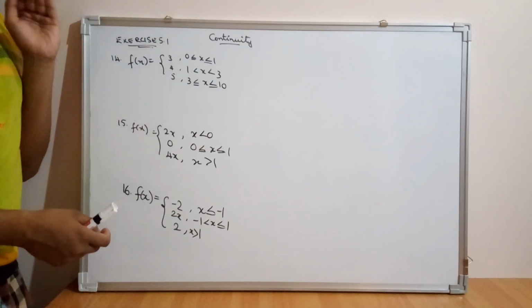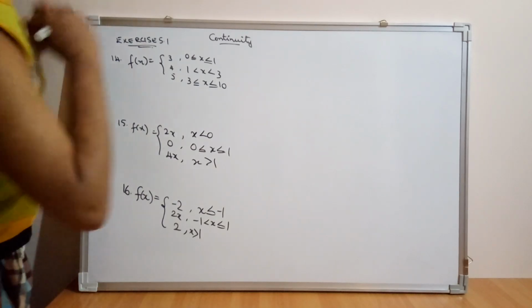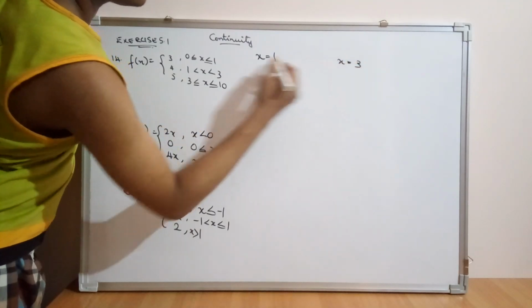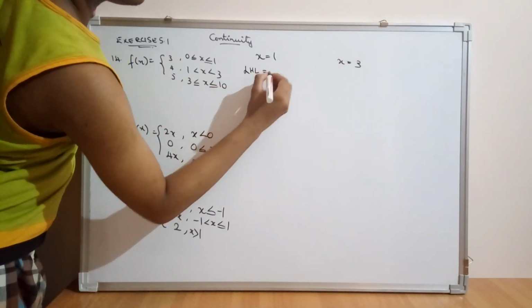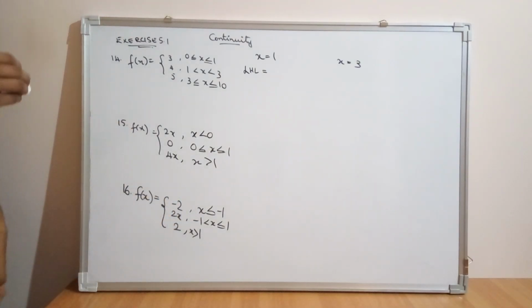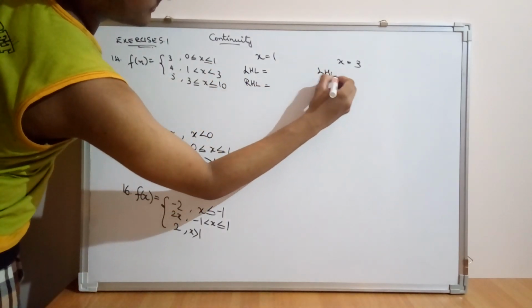Therefore we are bothered now only about x is equal to 1 and x is equal to 3. What is the left hand limit? I am not going to write the expression. I will just write it is going to be equal. That is LHL, RHL.